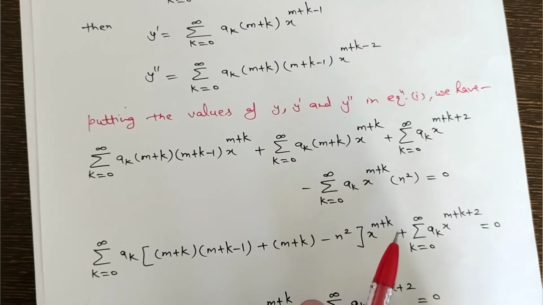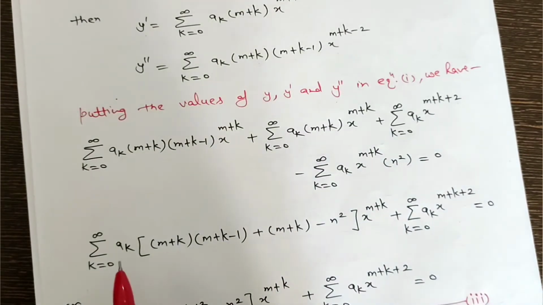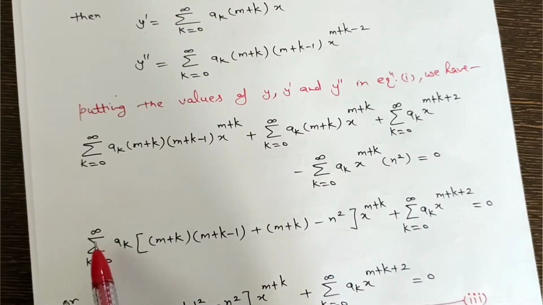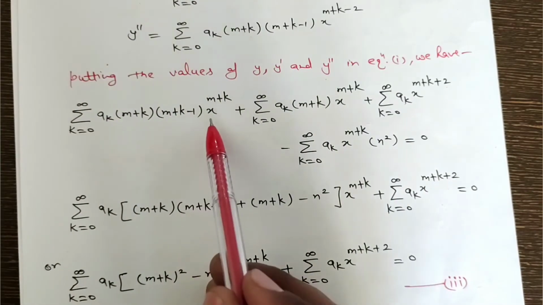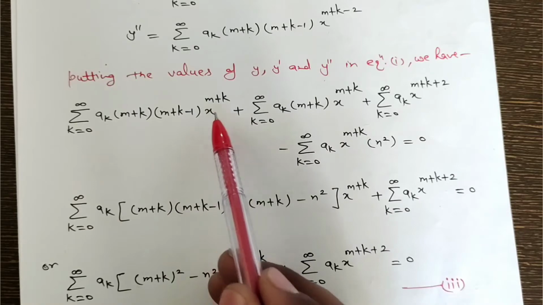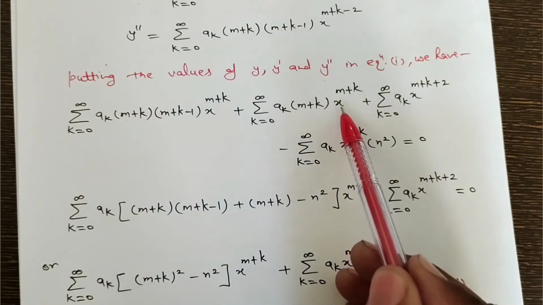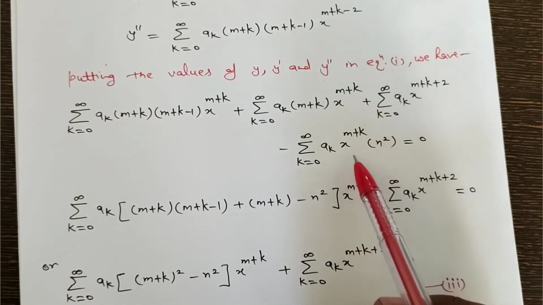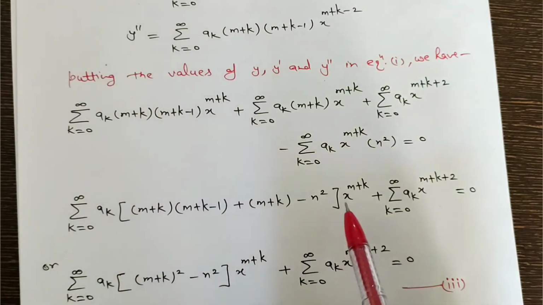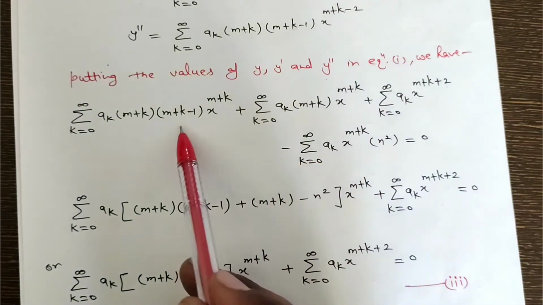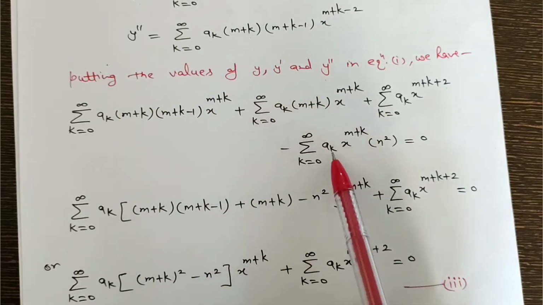We can simply rearrange these equations as the summation over k going from 0 to infinity of a_k. Look at this: this term has x raised to the power m plus k, this term also has x raised to the power m plus k, and this term as well. So I am taking a_k and x raised to the power m plus k common from these three terms, the first, second and fourth terms.